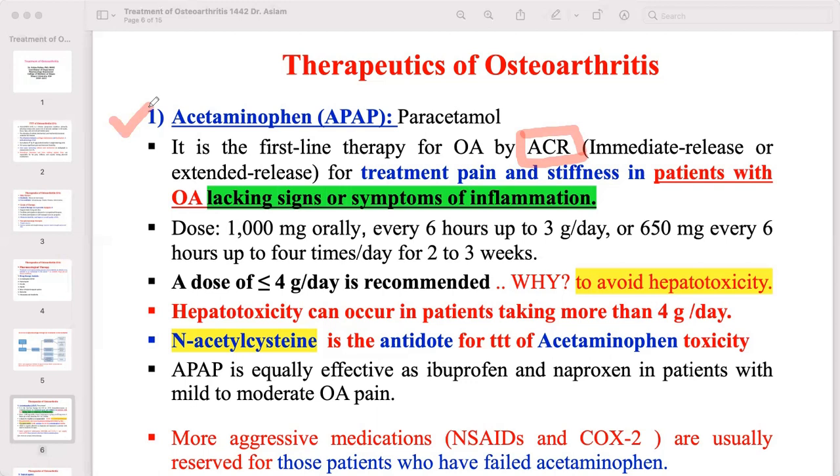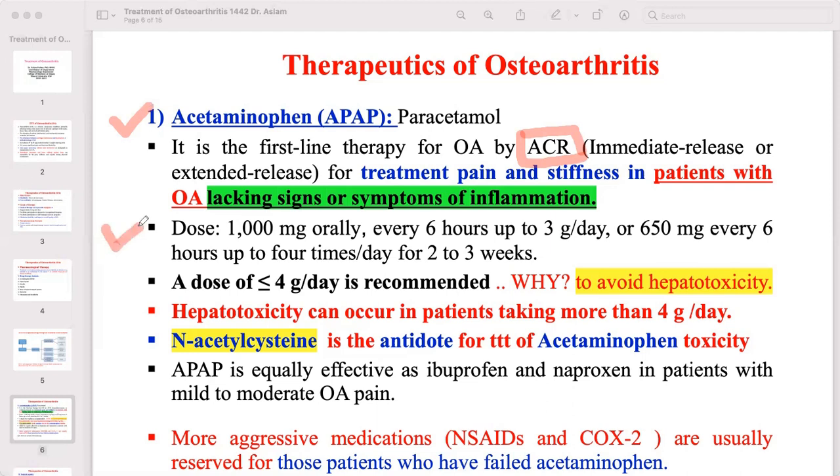If there is a question, which one of the following is the first line therapy for osteoarthritis in patients with osteoarthritis lacking signs or symptoms of inflammation for the treatment of pain and stiffness? Your answer should be acetaminophen.